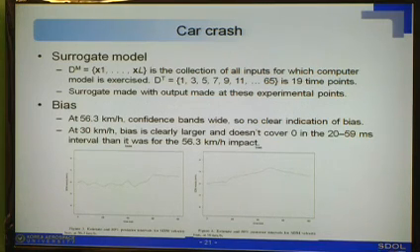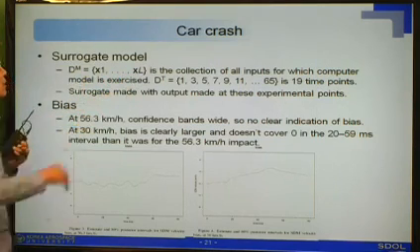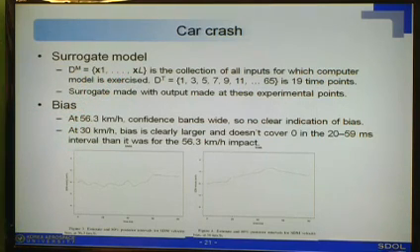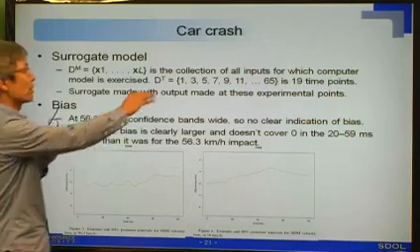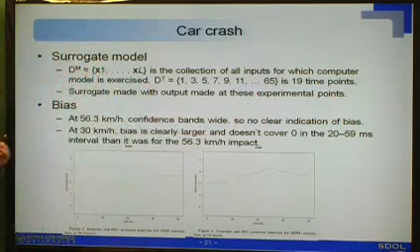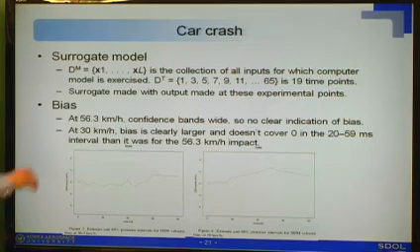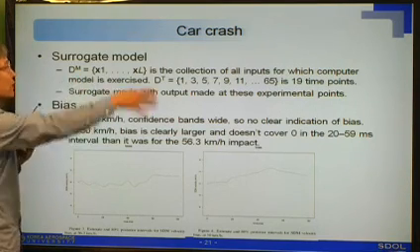A surrogate model is made. In this case, not only do we have the normal x input variable, but also we have the time domain. So a finite number of time points are also introduced here. And the surrogate model is made based on this.